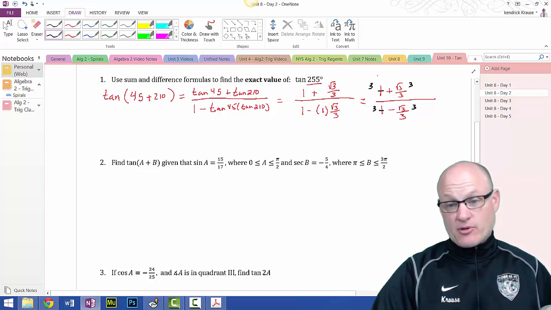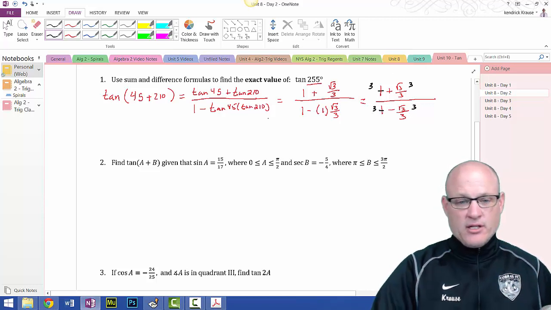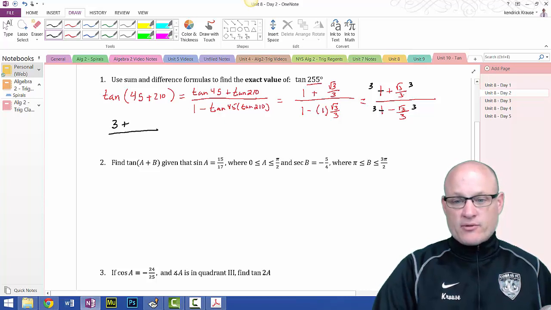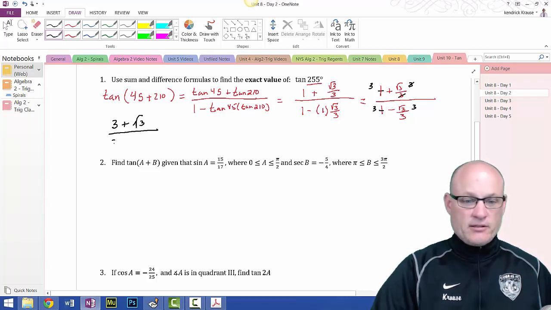And I can do that because I'm multiplying the top by 3 and the bottom by 3. So on the top, or on the numerator, I get 3 plus radical 3, and these 3's cancel. And on the bottom, I get 3 minus radical 3.